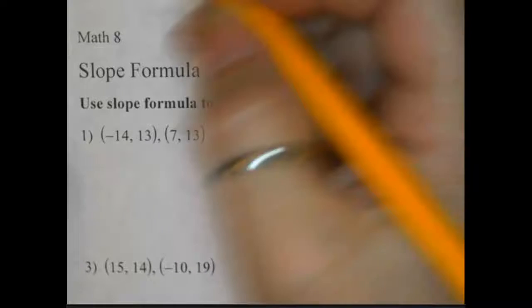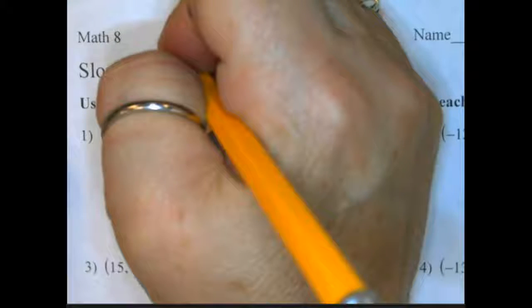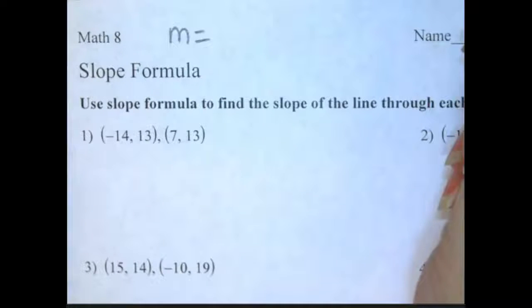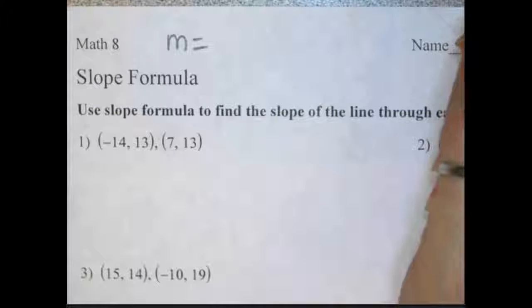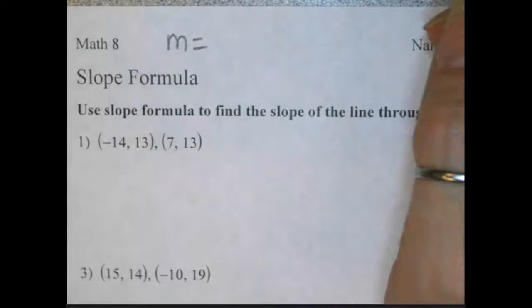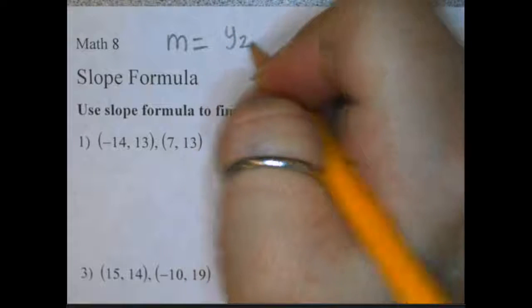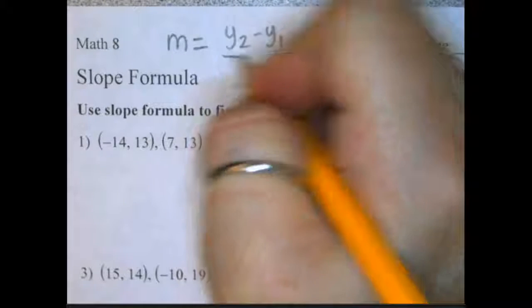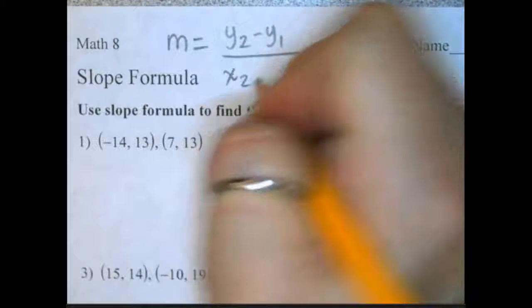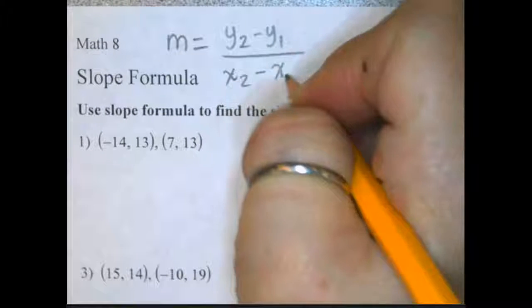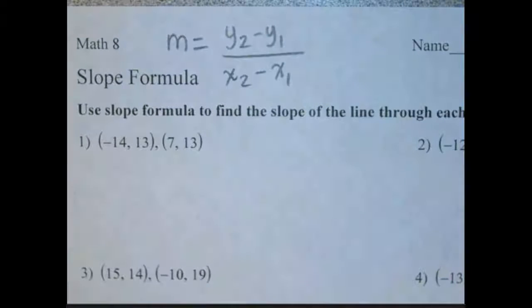I want to start out by writing down the formula. The formula we're going to be working with, and you guys need to write this down as well, is m is equal to y2 minus y1 over x2 minus x1. Every time we solve these equations, I want you to write the equation first.